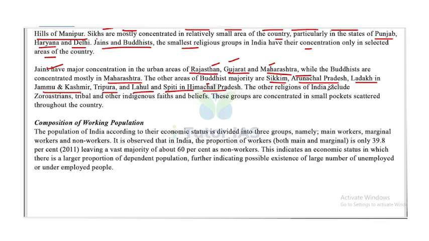The other religions of India include Zoroastrians, tribals, and other indigenous faiths and beliefs. These groups are concentrated in small pockets scattered throughout the country.